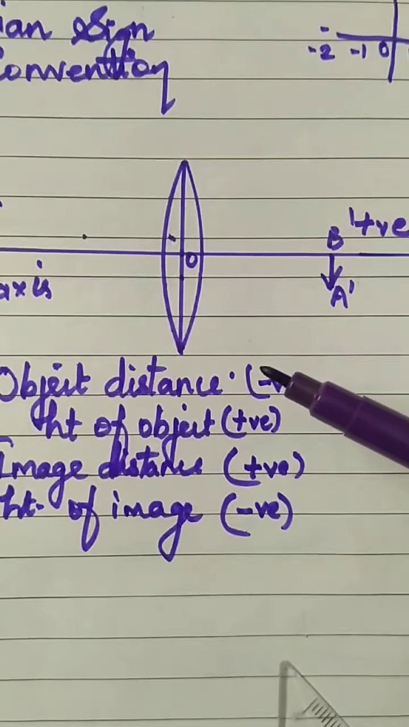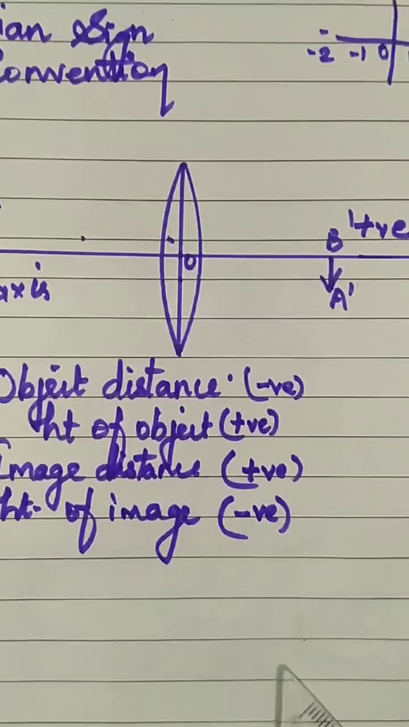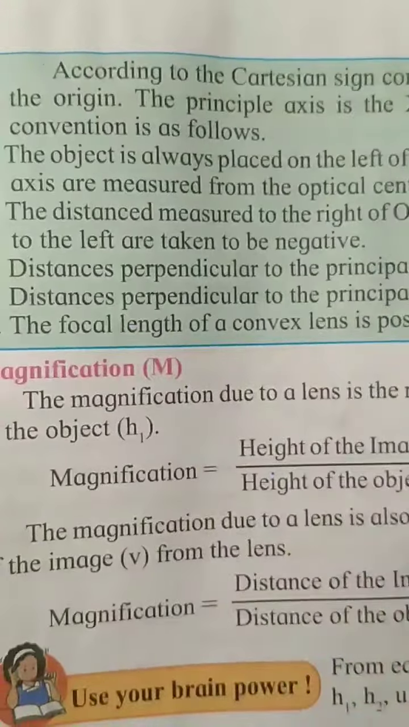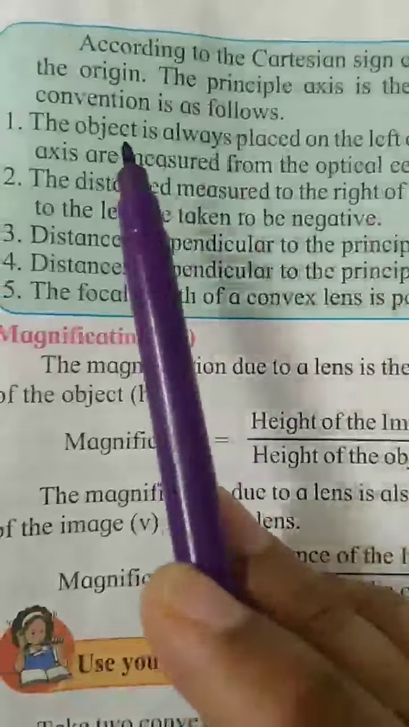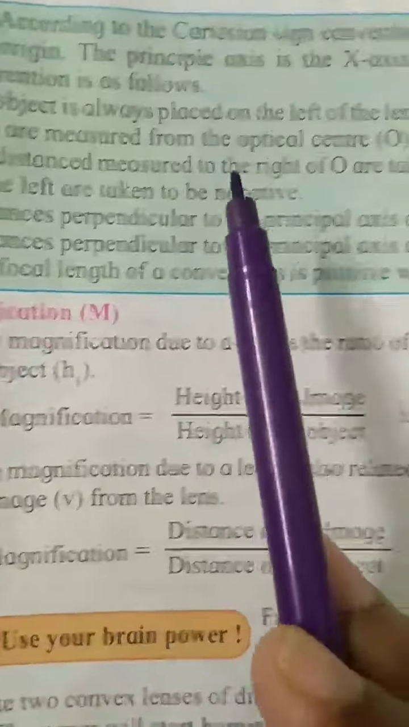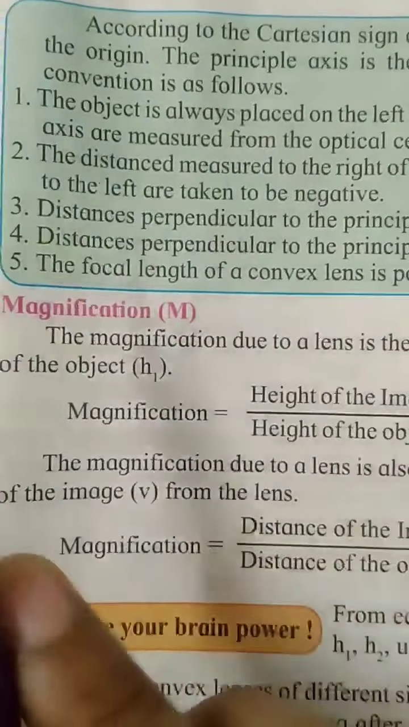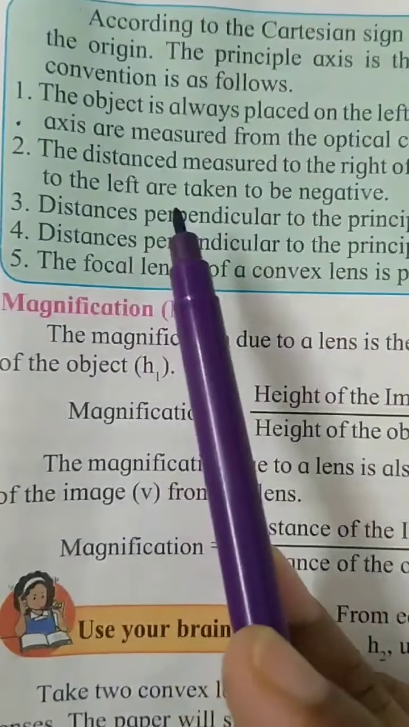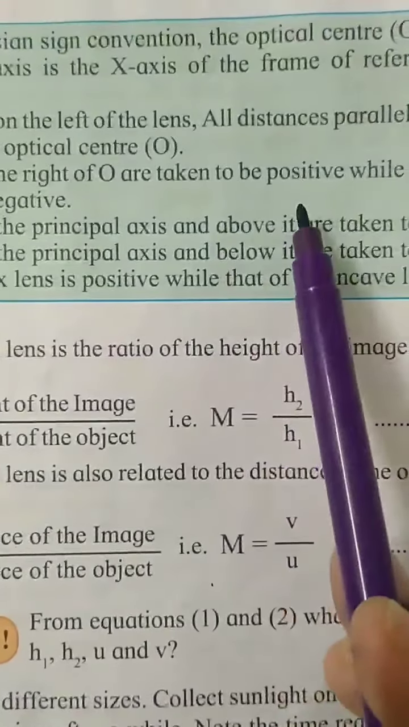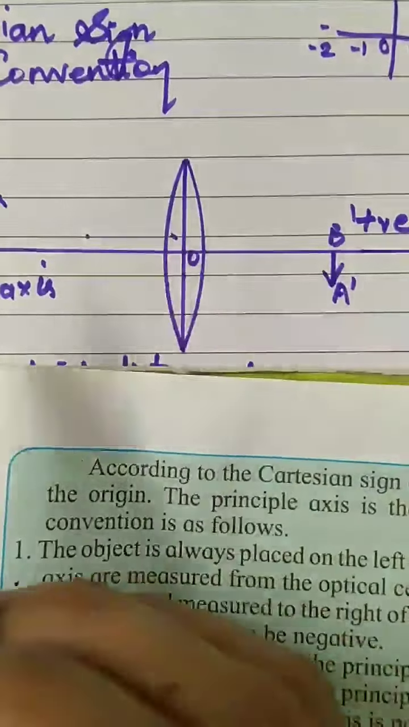Okay, so I will just read out the Cartesian sign convention specified in your textbook. According to the Cartesian sign convention, the optical center is taken as the origin. The principal axis is the x-axis. The object is always placed on the left of the lens. All distances parallel to the principal axis are measured from the optical center. Distances measured to the right of the optical center are positive, while distances to the left are negative.